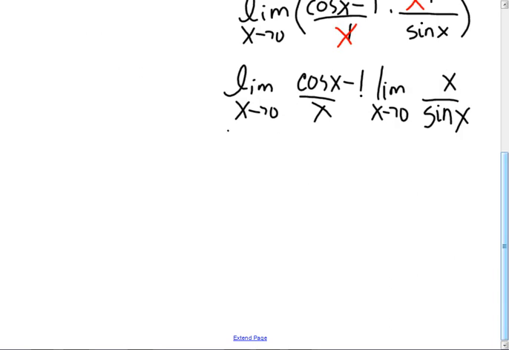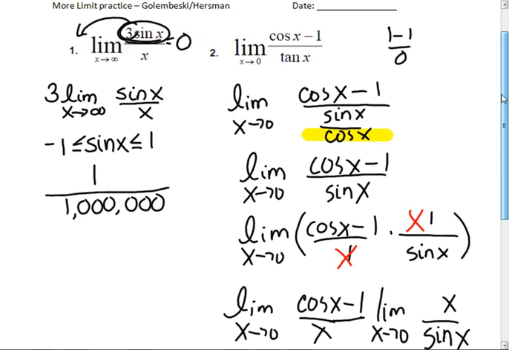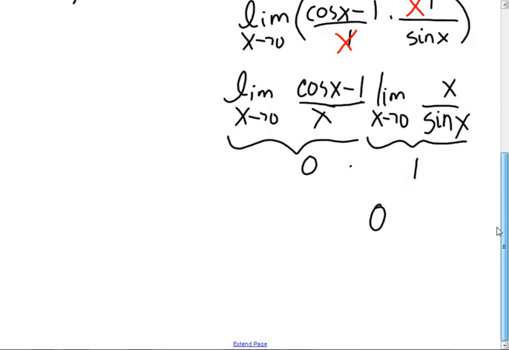Because what's this going to give you? Look it up in your notes. What's this going to give you? 0. What's this going to give you? 1. So what's the answer? 0. Did you have to write this line right here? No. I just did it to show you the main limit there. Okay, we got more to do.